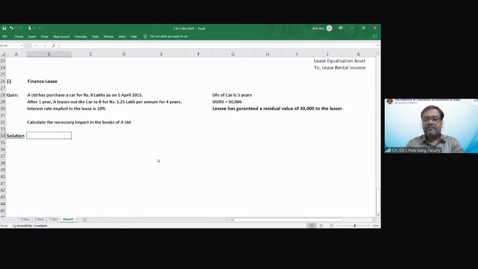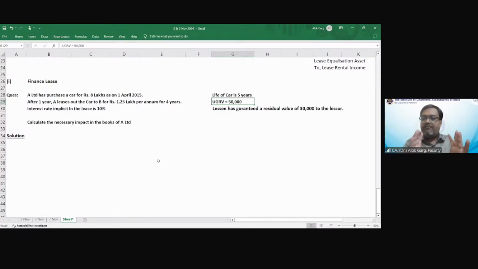Sir, for that unguaranteed residual value of 50,000, we will have to change the wording, right? It would mean that 30,000 is apart from this 50. So basically, what happens? I, as a lessor, am expecting I'll get 50,000 rupees when I sell this asset. But lessee has also given me a guarantee of 30,000 rupees. So the residual value will be only one, right? It won't be 30 plus 50 separately. So I expect 50,000 rupees, but out of that I got a guarantee of 30,000 rupees. So my unguaranteed will become 20,000 in this case.